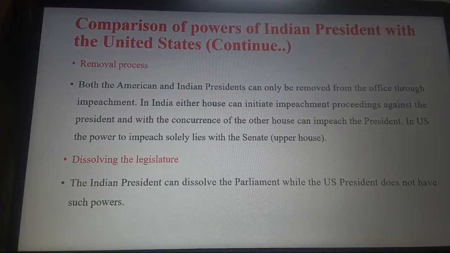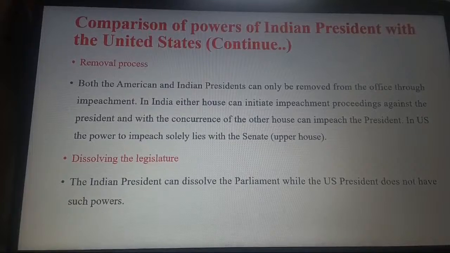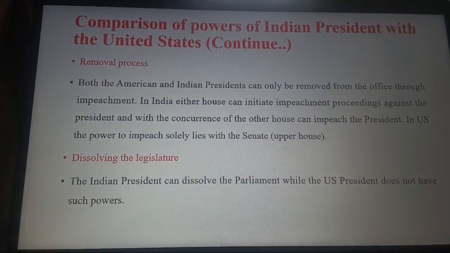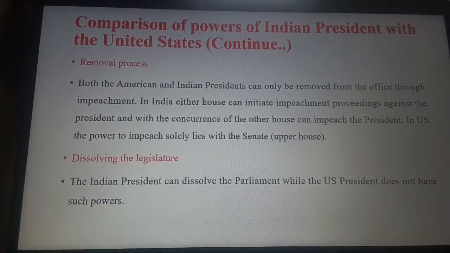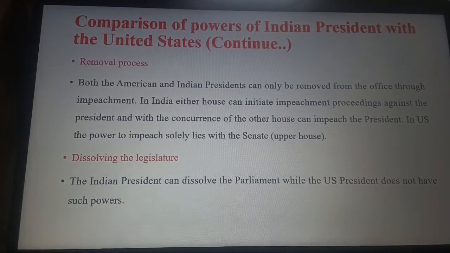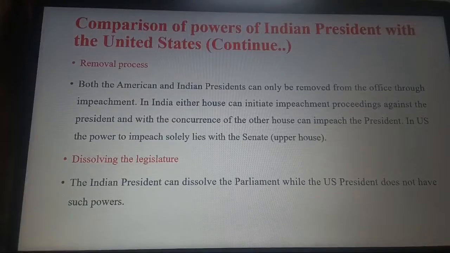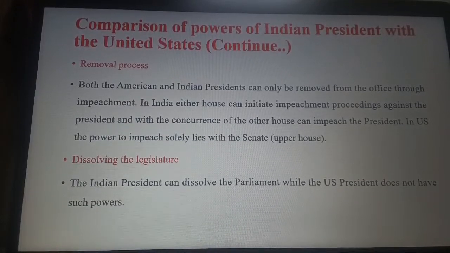Removal process. Both the American and Indian presidents can only be removed from office through impeachment. In India, either house can initiate impeachment proceedings against the president, and with the concurrence of the other house can impeach the president. In the US, the power to impeach solely lies with the Senate, the upper house. Dissolving the legislature: the Indian president can dissolve the parliament while the US president does not have such power.